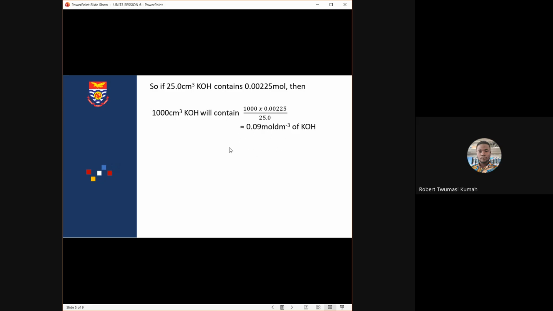We can find the mass concentration. We know the molar mass of potassium hydroxide is 56. So mass concentration rho is C times molar mass. C is what we have found here. The molar mass is what we've computed here. So we put in the values and it gives us 5.04 grams per dm cubed. So we are done with the first aspect.